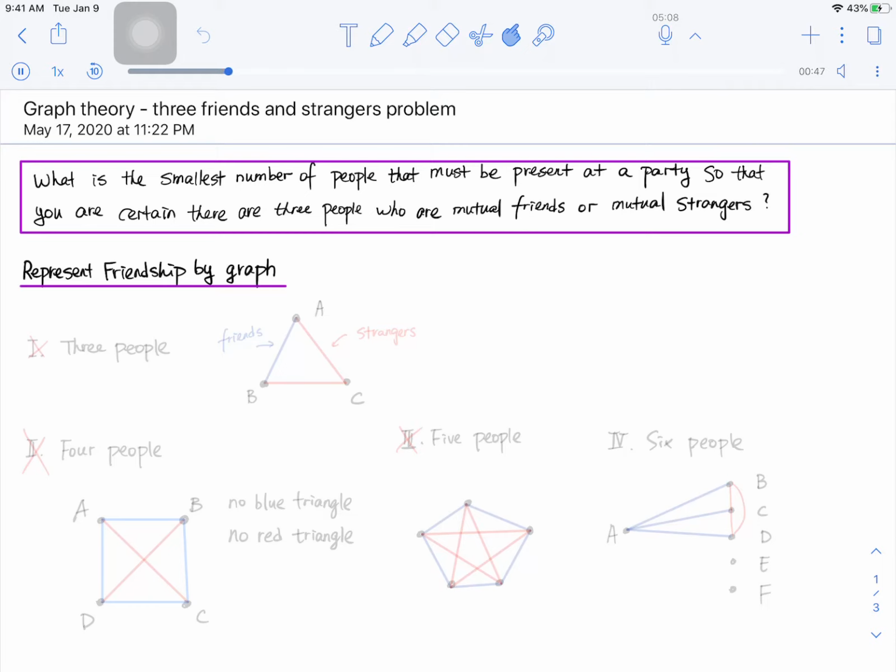So let's start with a simple case, which is three people. I'll be representing each person by a node. Let's call them A, B, and C. And for the friendship, I'll be connecting two people by a blue line if they're friends, and I'll be connecting them by a red line if they are strangers.